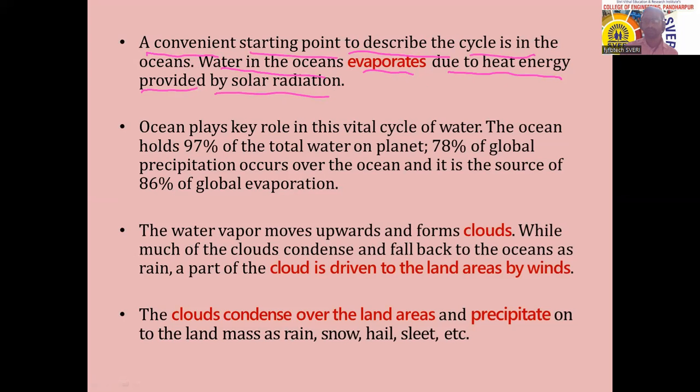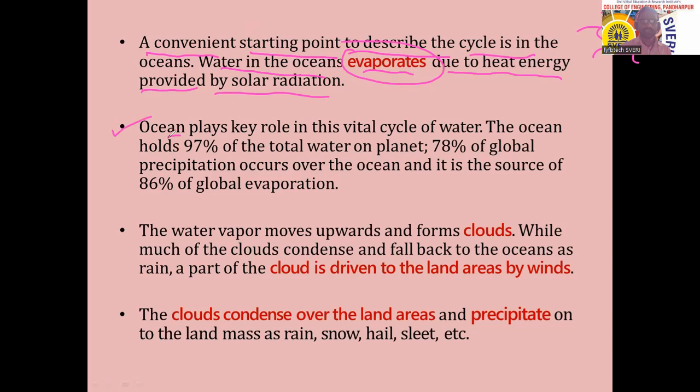As you have seen, there is a sun, so it will give the sunlight. From the sunlight, heat energy is generated. Through the heat energy, whatever water is stored in the water bodies, that is in the ocean, gets evaporated. Okay, first point is evaporation is important. Water in the ocean evaporates due to the heat energy provided by the solar radiation.